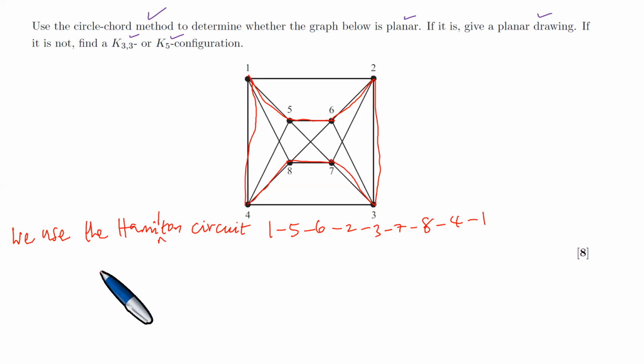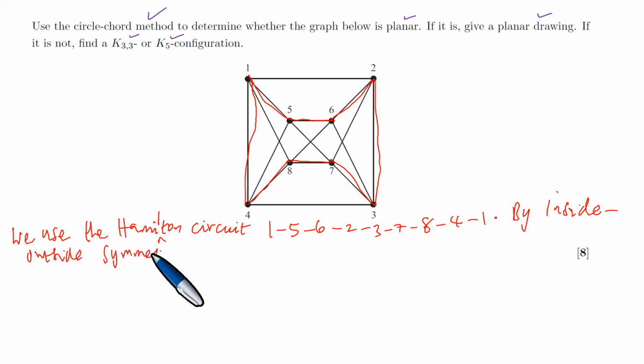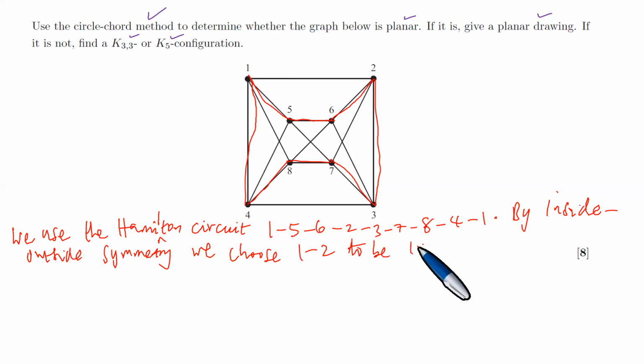Now, by inside outside symmetry, we choose 1, 2 to be inside.